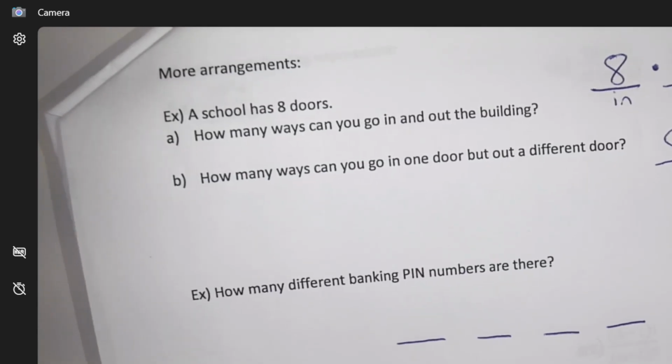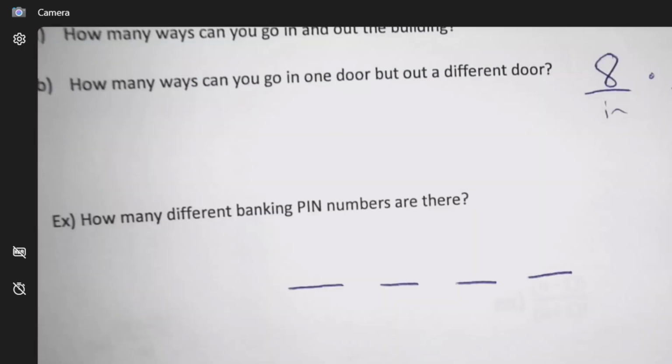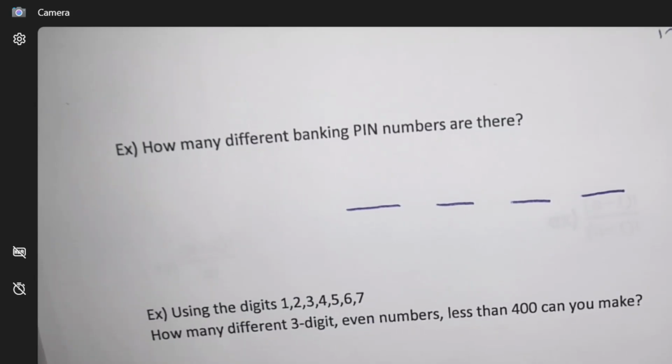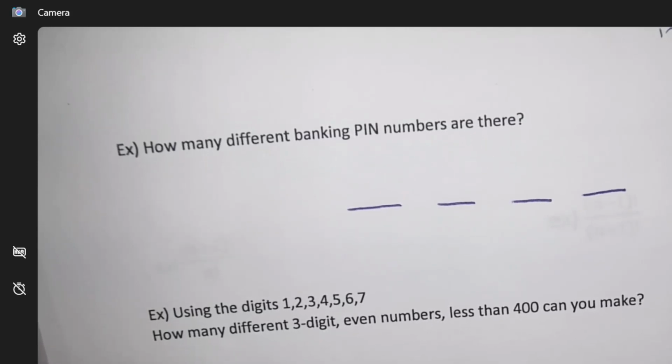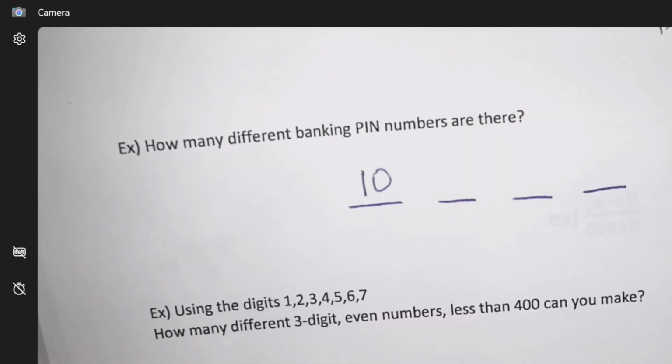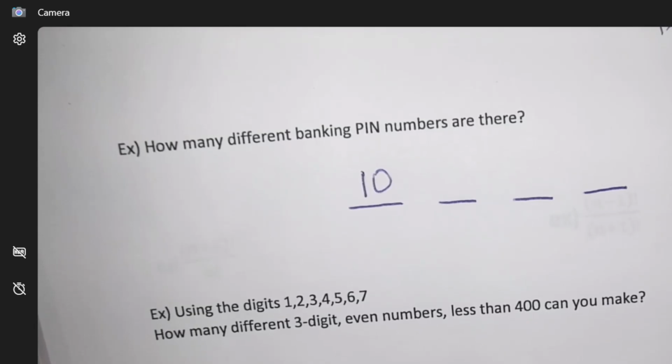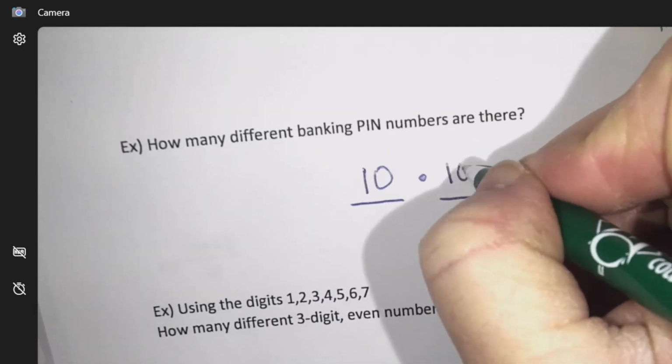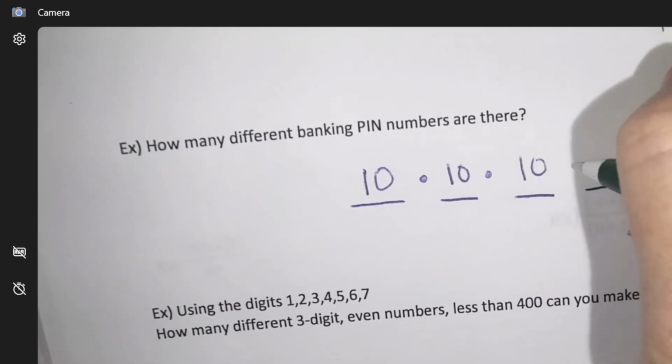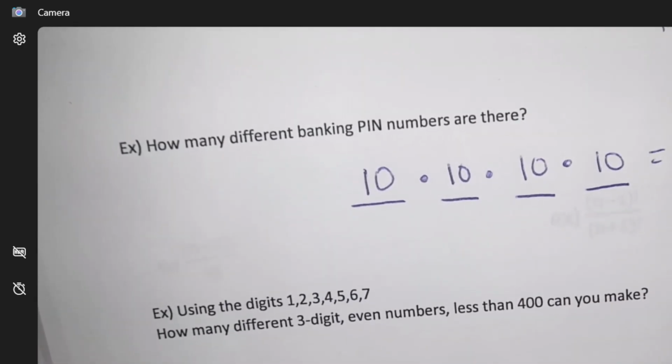How many different PIN numbers are there with your debit cards? So those are 4 digits, your code, right? How many digits are there available for you to pick? You can use 0, right, with a bank code? So 0, 1, 2, 3, 4, 5, 6, 7, 8, 9. How many options is that? 10. So there's 10 digits. Are you allowed to have repetition on your code if you wanted? Yep. So then there's 10 options on that, 10 options on that, and 10 options on that.